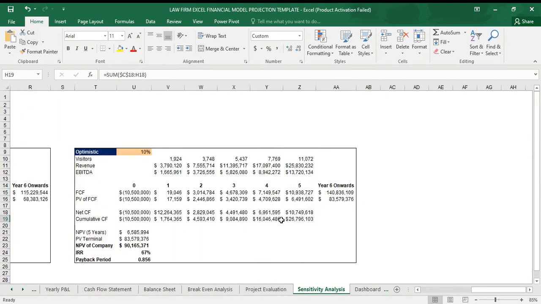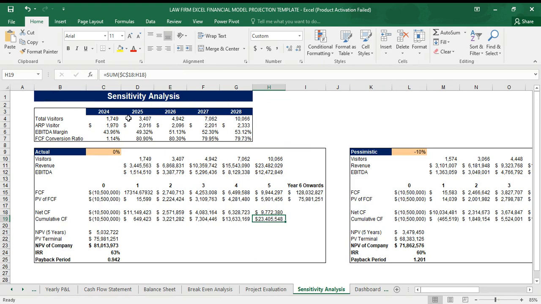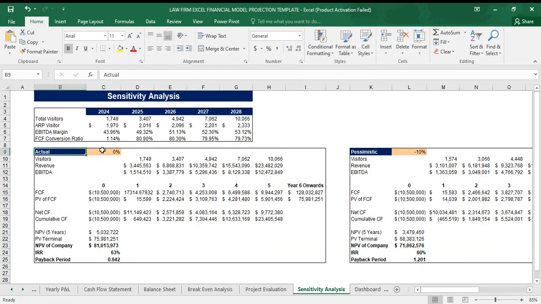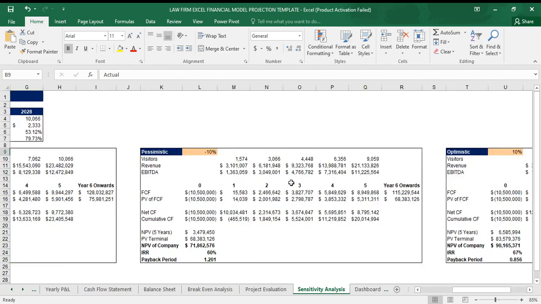Now this is the sensitivity analysis where we have calculated the NPV, IRR, and payback of the company in three different cases. First is the actual one, then pessimistic, and then optimistic cases.